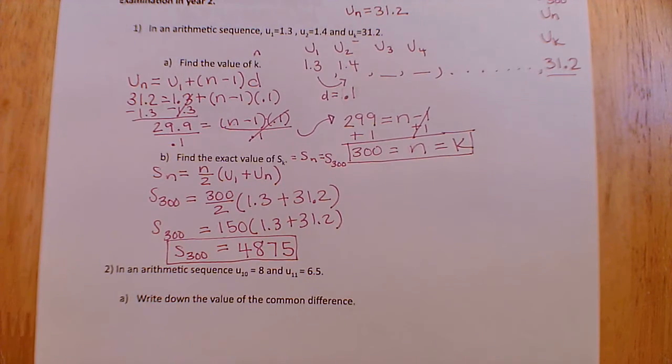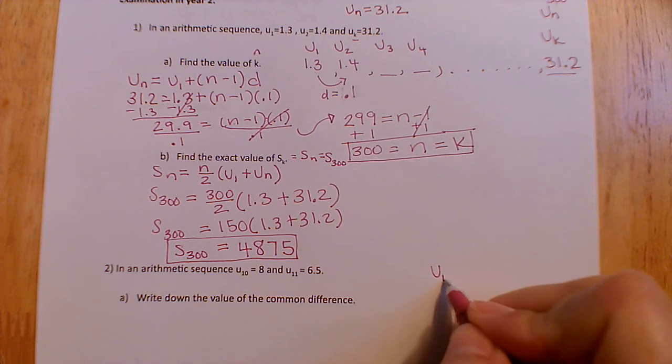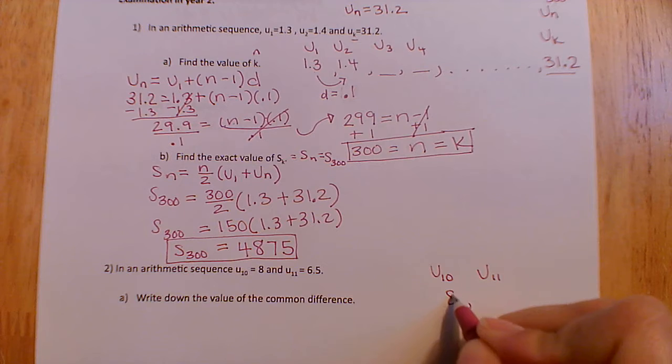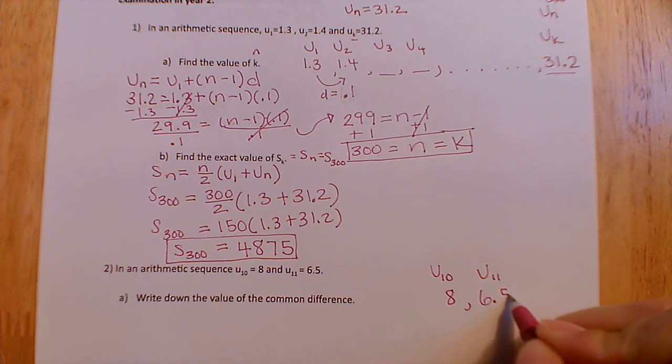Here's our second one. Number 2, in the arithmetic sequence, U sub 10 equals 8 and U sub 11 equals 6.5. Write down the value of the common difference. So these are nice because these are right next to each other. So we just go U sub 10, U sub 11. So it's just 8 and then 6.5.